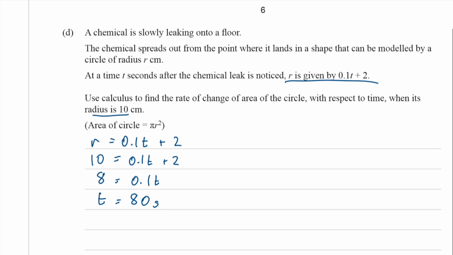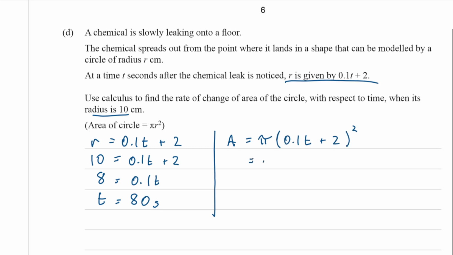So we know the time value, but we want the gradient function so that we can substitute the time into the gradient function to work out the rate of change at a radius of 10 centimeters. They've kindly given us the area of a circle as pi r squared. So the area is pi times the radius squared, but in this case our radius is in terms of t. So pi (0.1t + 2) squared.